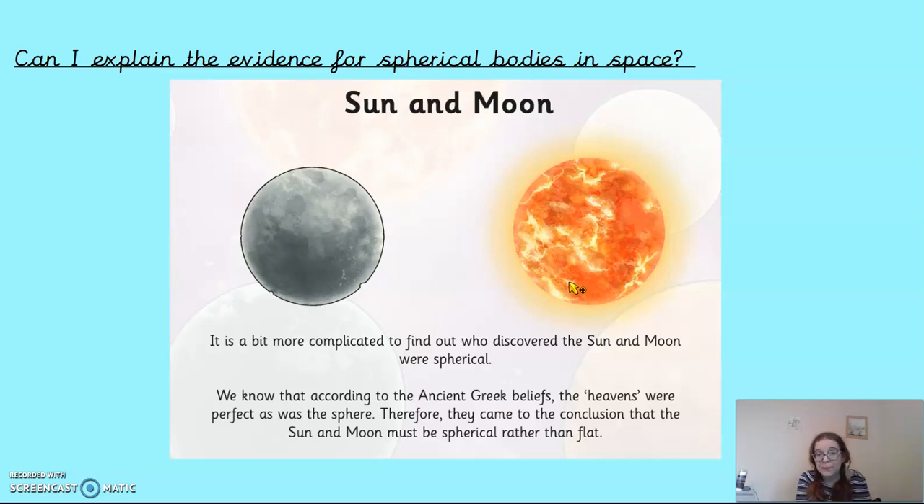Now, according to ancient Greek beliefs, the heavens were perfect, as is a circle. They thought the circle or a sphere was a perfect shape because it's got no corners or edges. Therefore, they thought that the sun and the moon must also be spherical because they were in the heavens, in the sky. And that's a really interesting theory. Now, there's no evidence to support that ancient Greek belief, but we've got lots of evidence today to prove that the sun and the moon are spherical. That's an extra juicy challenge for you if you want to do a bit of extra research about the sun and moon. I'd love to hear it.